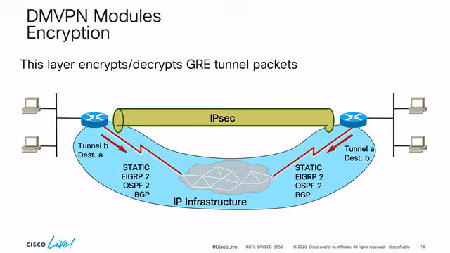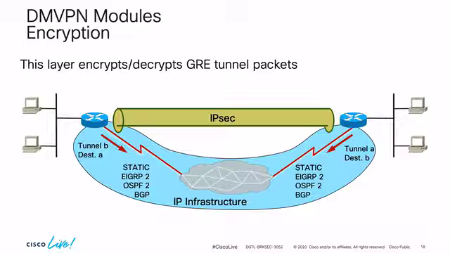Now that we are done with the first module, let's move on to the second module, which is the encryption module. I just wanted to call out that encryption is not mandatory in case you're setting up DMVPN. You can have a DMVPN tunnel without encryption. So what do we do in this module? In this module, all of the GRE packets are encrypted and decrypted on the receiving end.